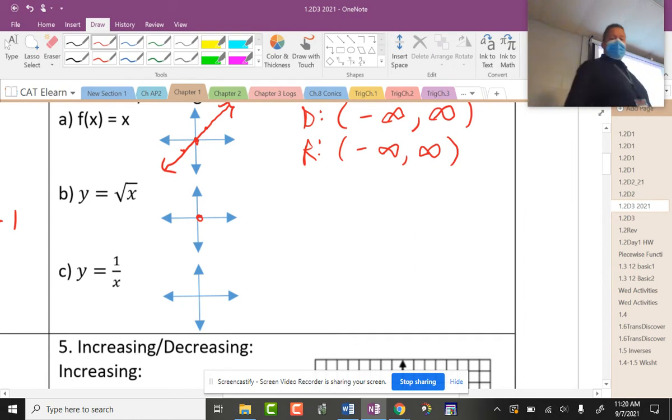Tomorrow is a special day. Square root of -1, can't do it. Not in a real coordinate plane. Not on a real number line. So that's why it starts there.